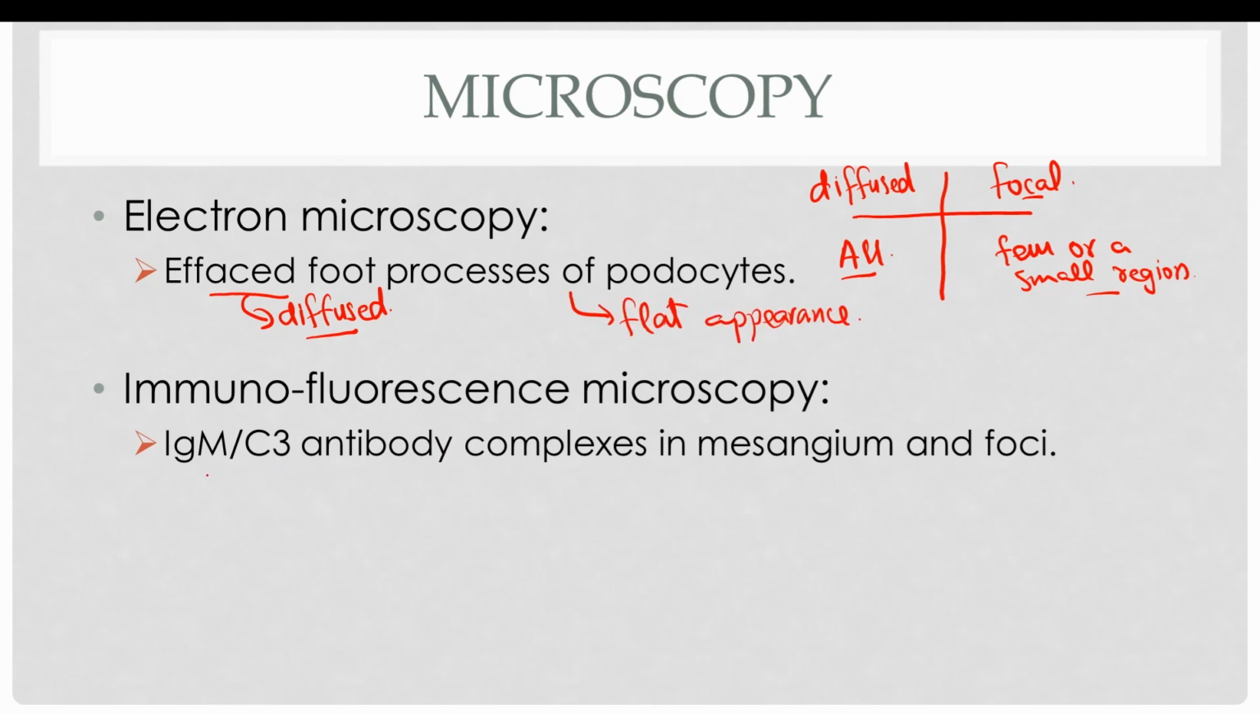Immunofluorescence microscopy also reveals IgM or C3 antibody antigen complexes in the sclerosed glomeruli and in a normal looking mesangium. The presence of IgM and C3 antigen antibody complexes denote the immune nature of the disease.